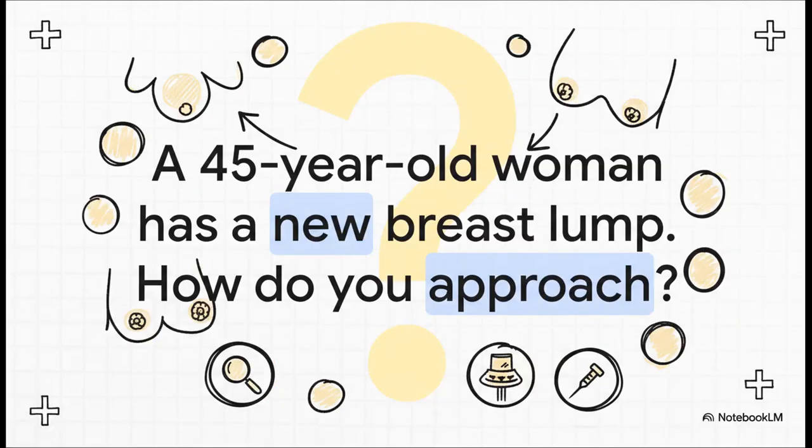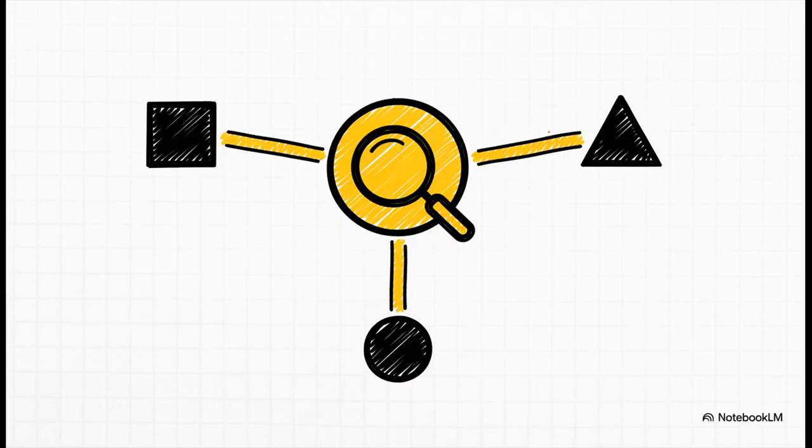All right, let's begin. You have a 45-year-old woman in your clinic. She's found a new lump in her breast. Walk me through your initial approach. Thank you. My approach would be very systematic, centered on the core principle of triple assessment. This ensures we do a complete and thorough evaluation.